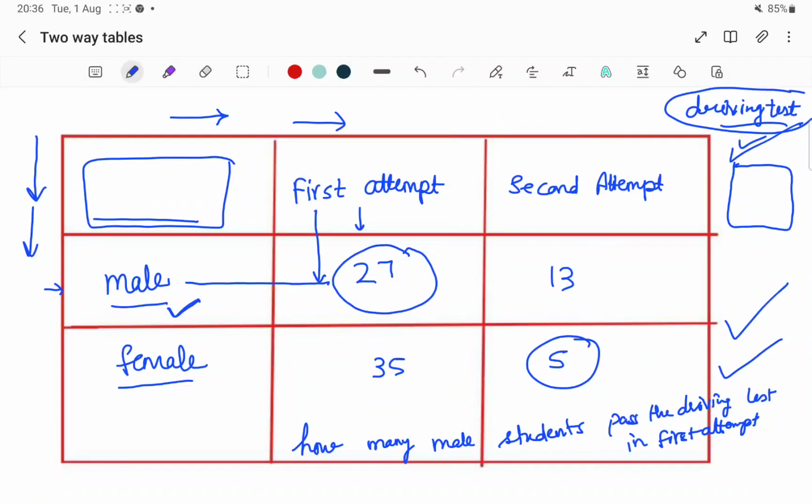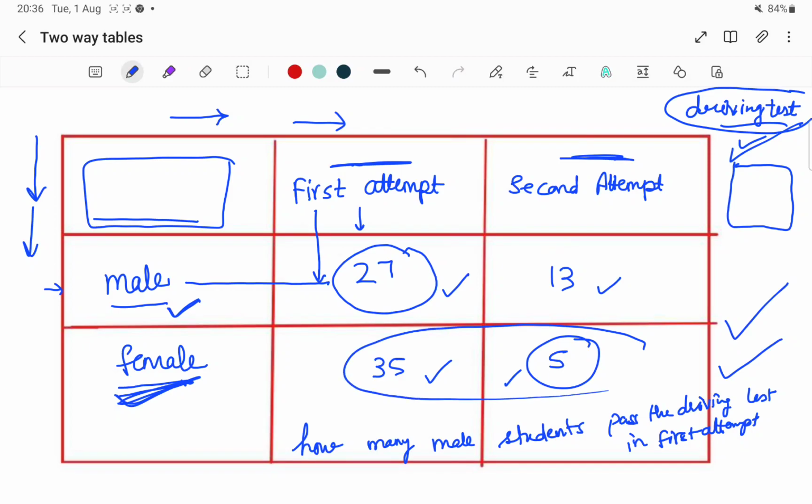And I can ask a question: how many people in total pass the driving test? So I can add up all of them. They will be the number of people who pass the driving test in all the attempts, either in the first attempt or second attempt. They can be male also, they can be female also. I can also be asked how many females pass the driving test. When they say how many females pass the driving test, they haven't put any condition that it is the first attempt or second attempt. So I will include these two pieces of information. So I will say 35 plus 5, which is 40.